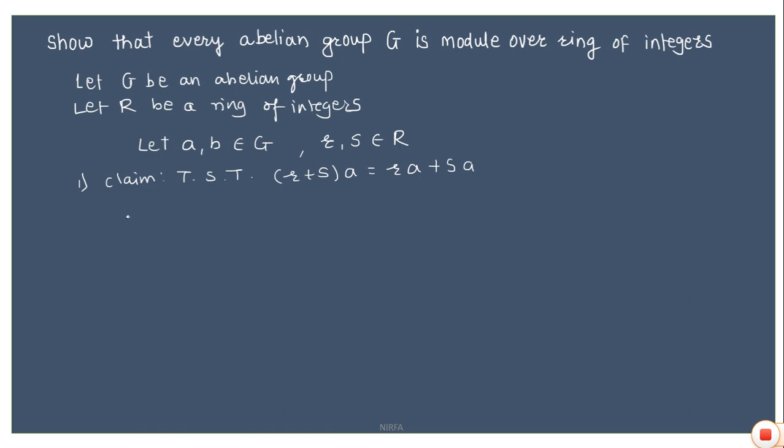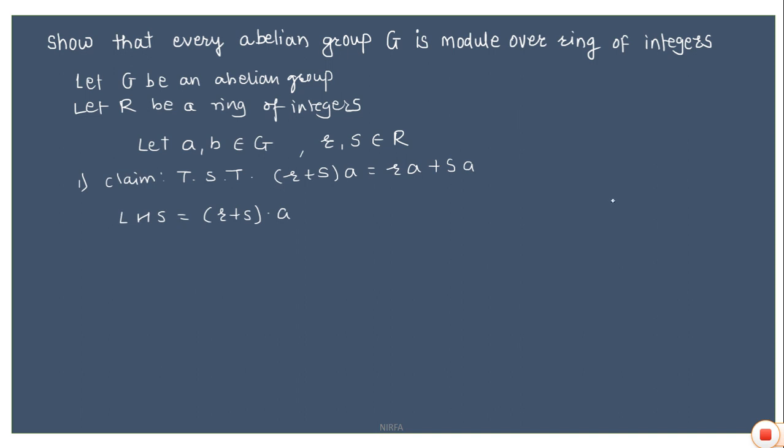Now how to show this? First consider the left hand side, that is denoted by LHS. So we have (r plus s) times a. Now note that r and s both are members of a ring, and the ring is the ring of integers, therefore r and s both are integers, and we know that the addition of two integers is again an integer.